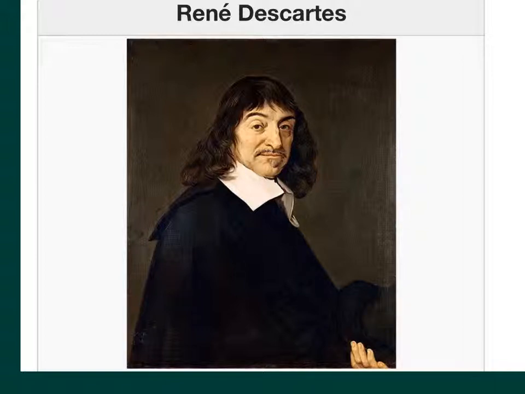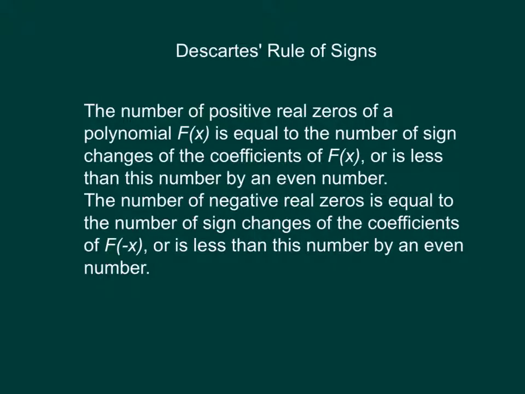And we're going to talk about his rule of signs. So Descartes' rule of signs says that the number of positive real zeros of a polynomial f of x is equal to the number of sign changes of the coefficients of f of x, or is less than this number by an even number. And the number of negative real zeros is equal to the number of sign changes of the coefficients of f of negative x, or is less than this number by an even number.